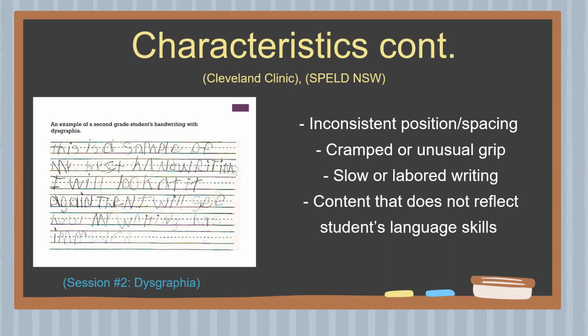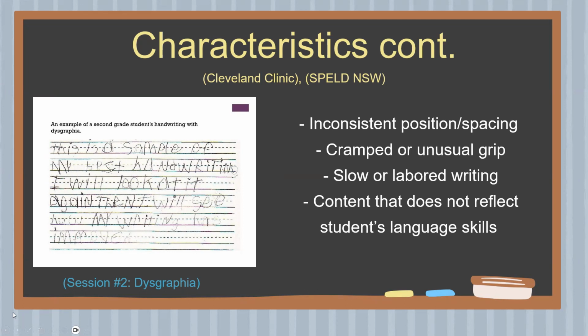Also, a main characteristic of dysgraphia is content that does not reflect the student's language skills. So if the student's writing sample is reflecting something of a first grade nature and they are in fourth grade, but their reading comprehension and their oral speaking abilities and all of that is at the correct fourth grade level, then that is a clear indicator that they probably have dysgraphia because it is affecting this one realm.